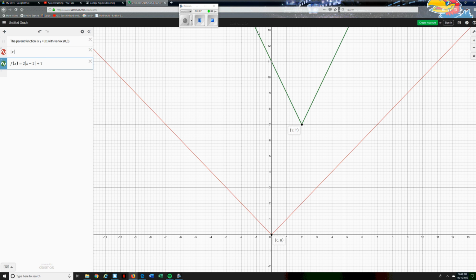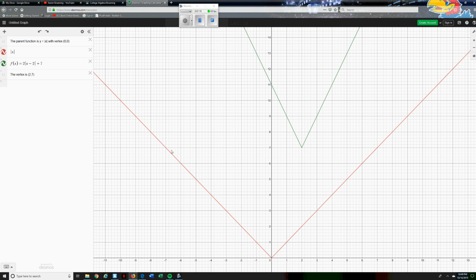Well, how do we notice our stretch here? It's a little bit harder to tell, but you'll notice that this is skinnier. When we stretch it vertically, when we stretch it taller, it gets skinnier. But you'll also notice it has a slope here, up 2 and over 1, and also in this direction, up 2 and over 1, where the parent slope was up 1 and over 1. So that 2 there gives us a steeper slope.